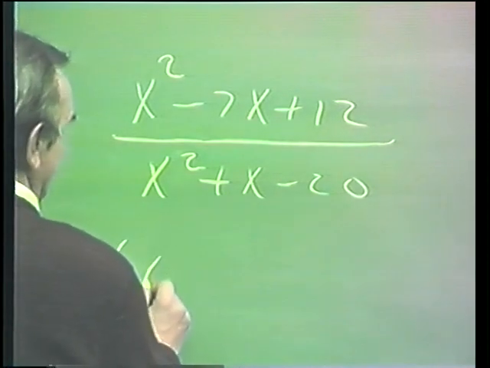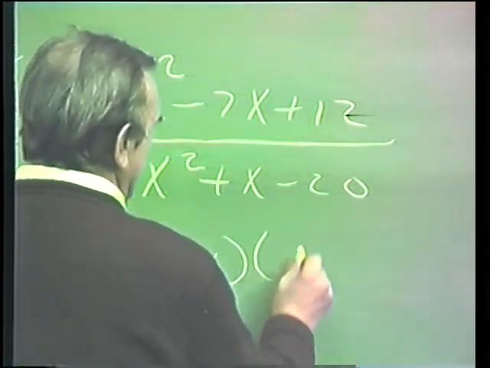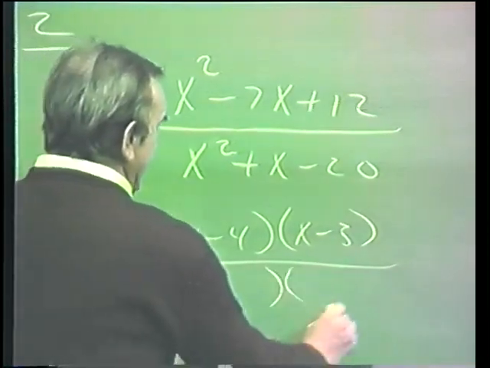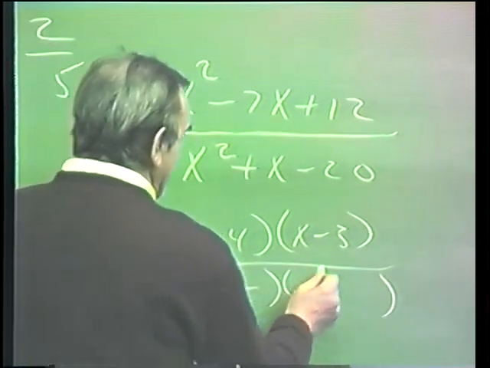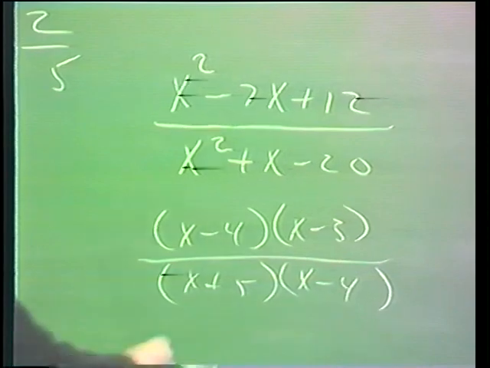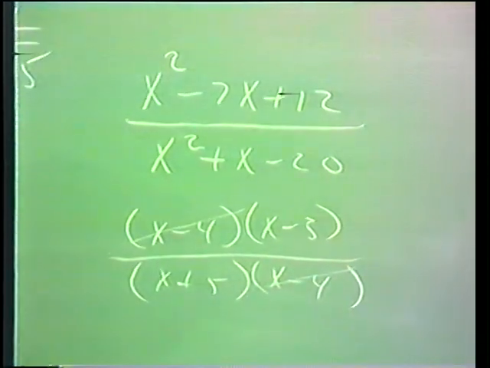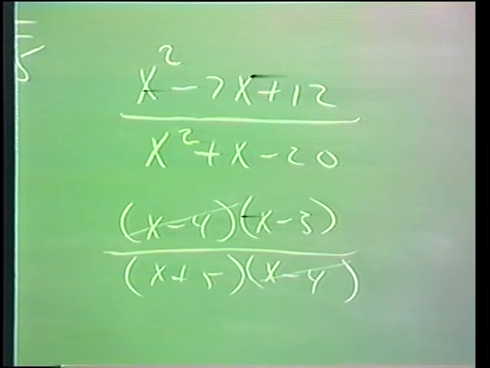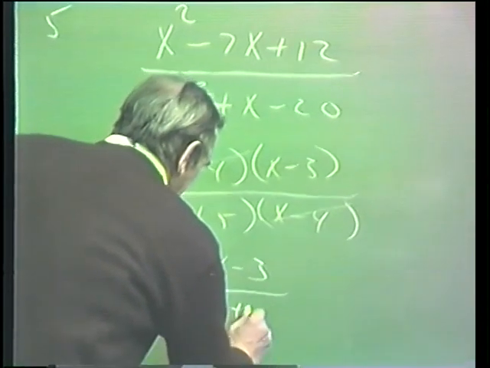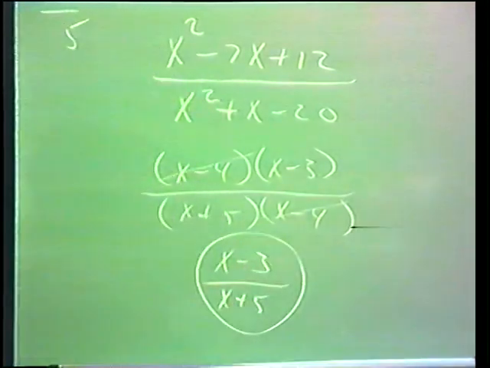If we factor the numerator, we come out with x minus 4 quantity x minus 3. Denominator, if we factor that correctly, we come out with x plus 5, x minus 4. Now what we're going to do is look for identical factors in numerator and denominator, because anything divided by itself will be 1. Notice the x minus 4 and the x minus 4 is 1. So our answer is x minus 3 over x plus 5. Okay?